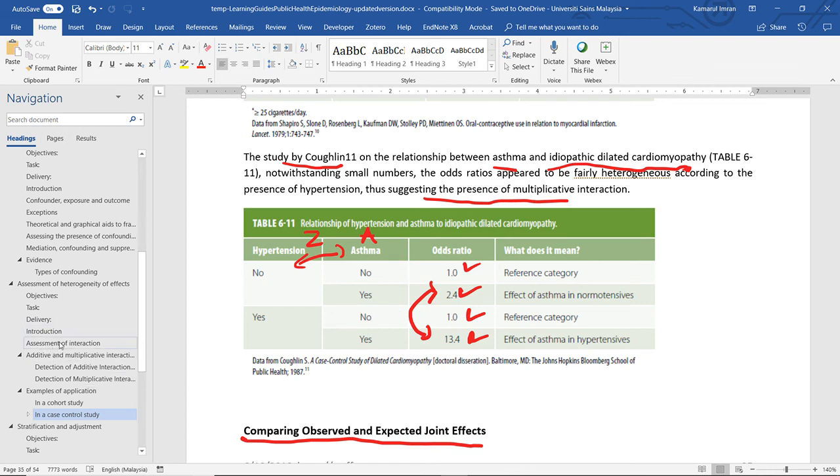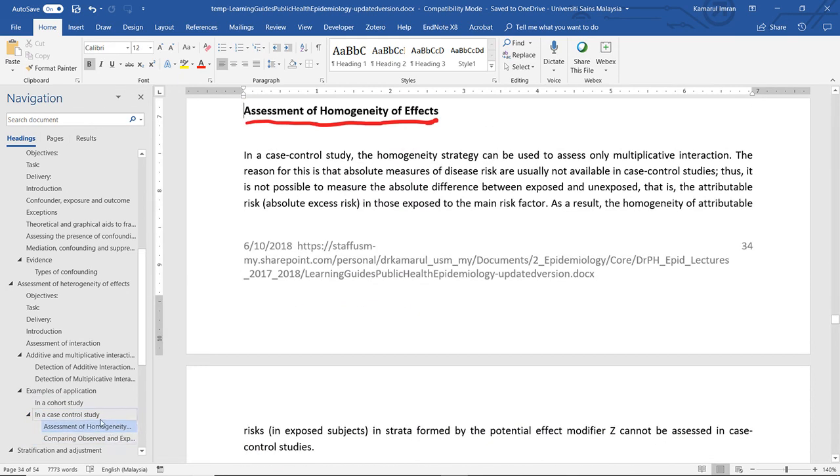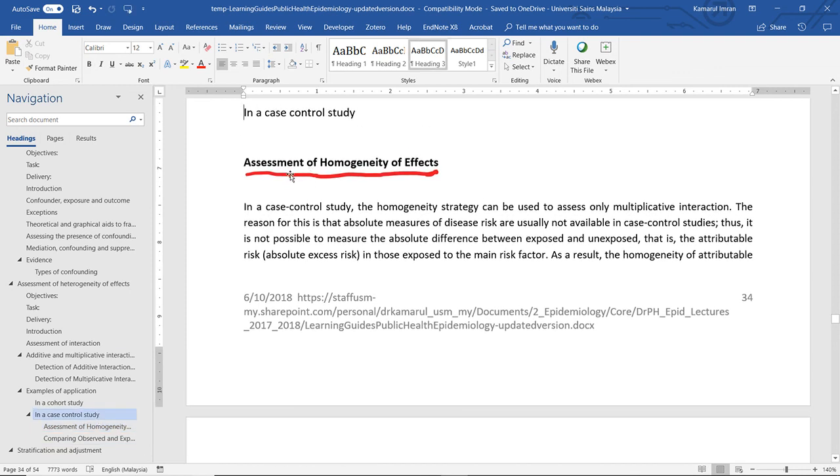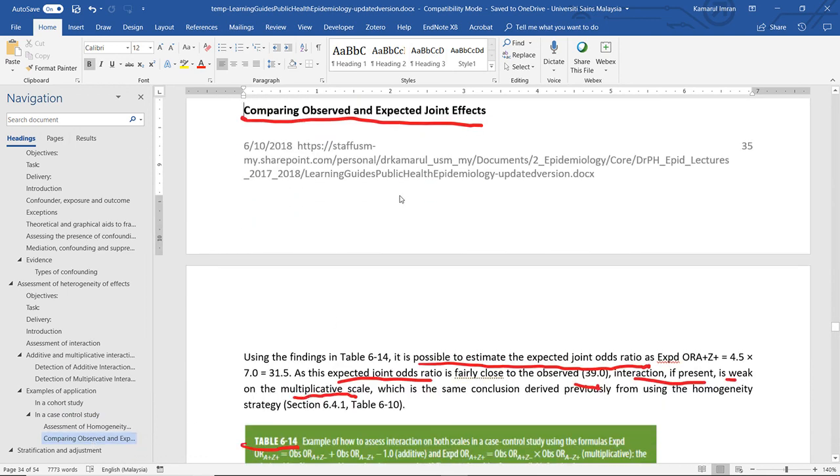Of course, again, I would remind you to develop the skills on how to assess interaction. You need to understand the additive and the multiplicative interaction, how you would detect additive interaction, how you would detect multiplicative interaction, and how you calculate this in a cohort study and in a case control study. For example, in the case control study, again, there are two methods of assessing interaction. Number one is through the assessment of homogeneity of effects, and number two is by comparing the observed and the expected joint effects. All right, thank you.